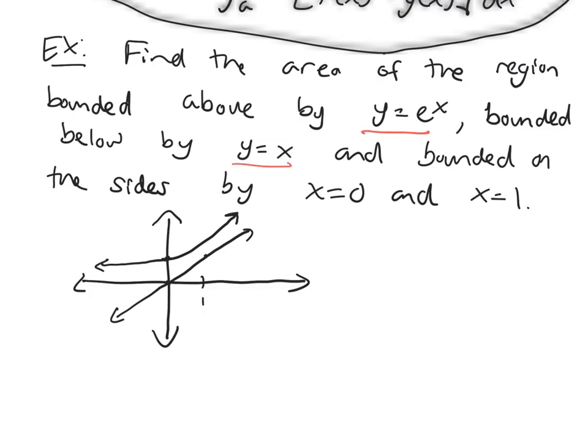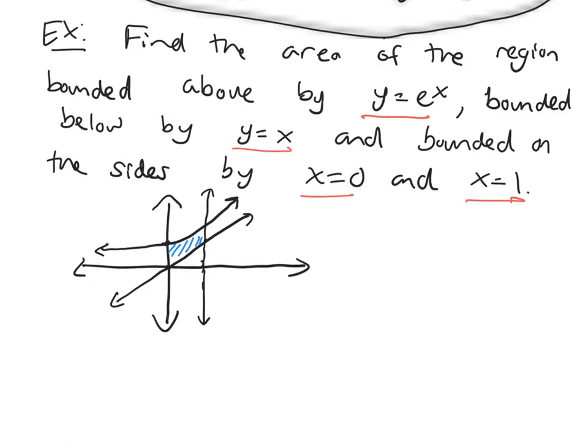I'm told that x goes between 0 and 1, so you're only looking between the values x equals 0 and x equals 1. X equals 0 is my y-axis. X equals 1 is this one up here. So the region that I'm interested in is this region right there in the middle of all those graphs. It's bounded between all of them.